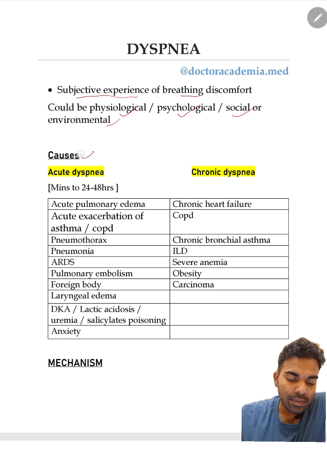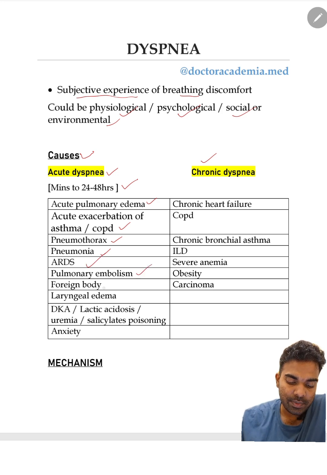What could be the possible etiologies that we can look out for? See, dyspnea is divided into acute dyspnea and chronic dyspnea. Acute dyspnea means that it happens within a few minutes to 24 to 48 hours. On those occasions, what we can think about is the patient is having an acute pulmonary edema, an acute exacerbation of asthma or COPD, a pneumothorax, pneumonia, ARDS, a pulmonary embolism, a foreign body, laryngeal edema. It could be DKA, lactic acidosis, bulimia, or salicylate poisoning, or just it could be anxiety that we all see very commonly.